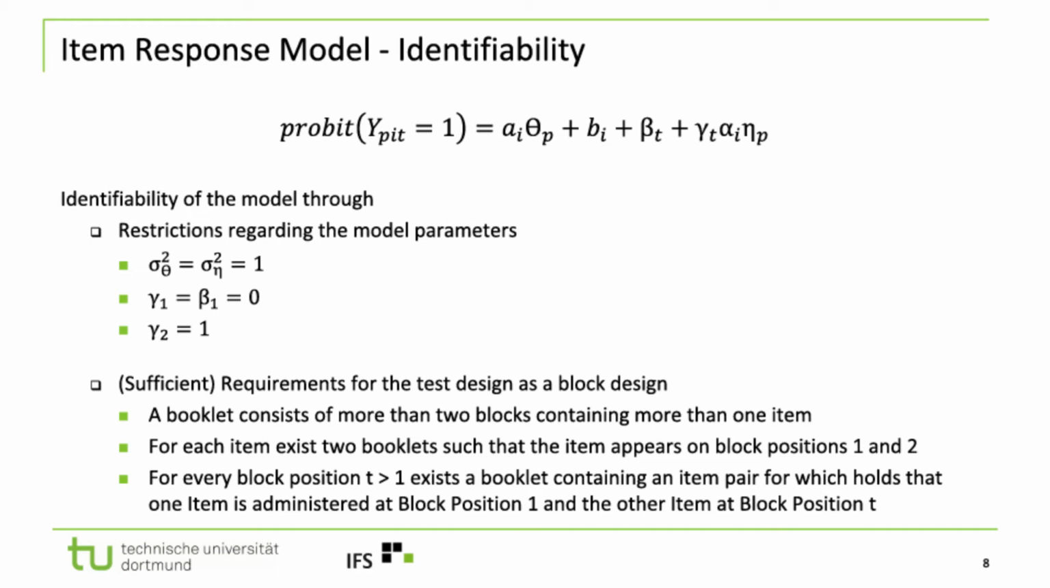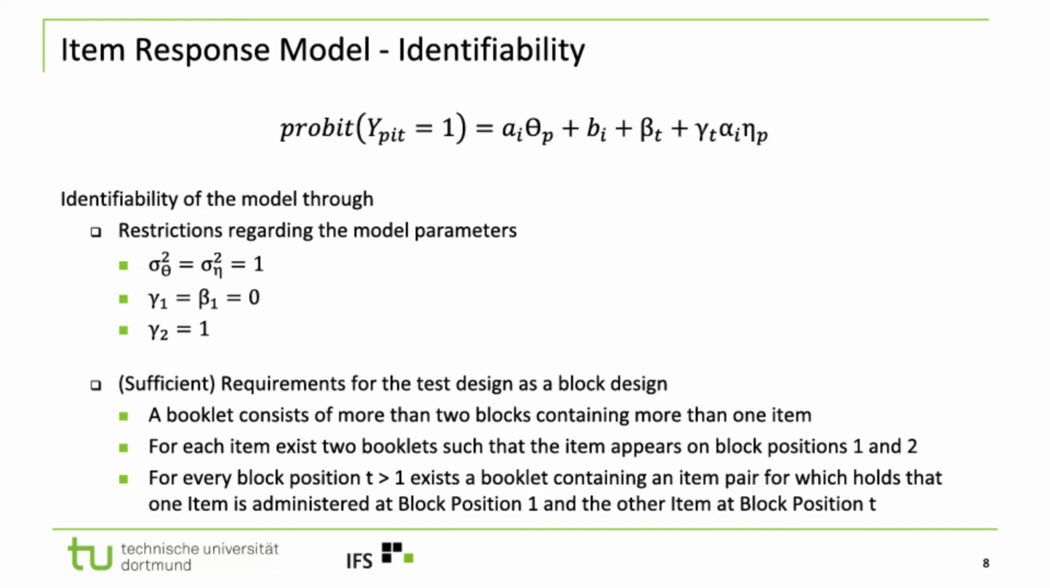The first restriction concerns the bivariate normal distribution of person factors. Here we have to fix the variance to 1. This is not surprising, and we know this from other 2PL models. The second restriction concerns the first block position. Here we set both the beta shift parameter and the gamma parameter to 0. Thus we assume that no position effects occur on the first position.